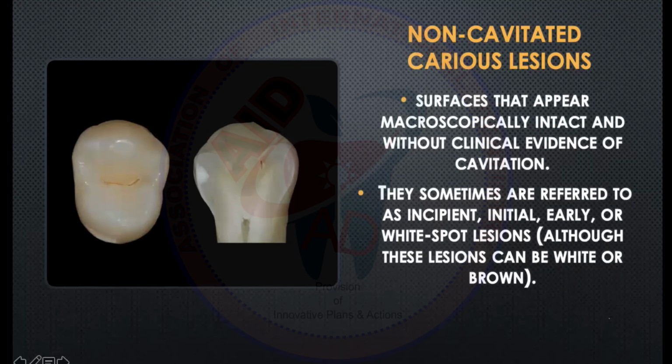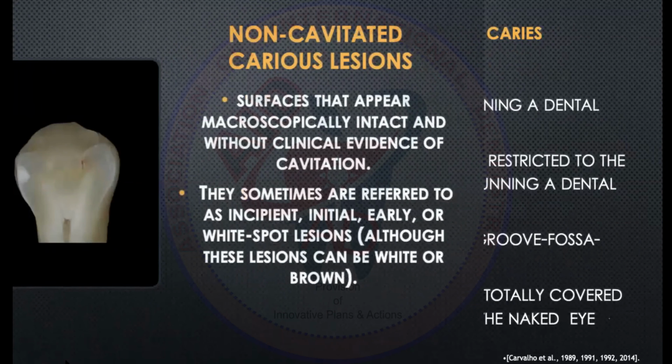Now, what are these non-cavitated carious lesions? The surface appears intact without any clinical evidence of cavitation, but there is a radiolucency present if we look at the proximal lesions, right? And even for the occlusal lesions, there could be a radiolucency present, there could be a decalcification, but the surface will appear intact. You won't find any cavitation on the surface.